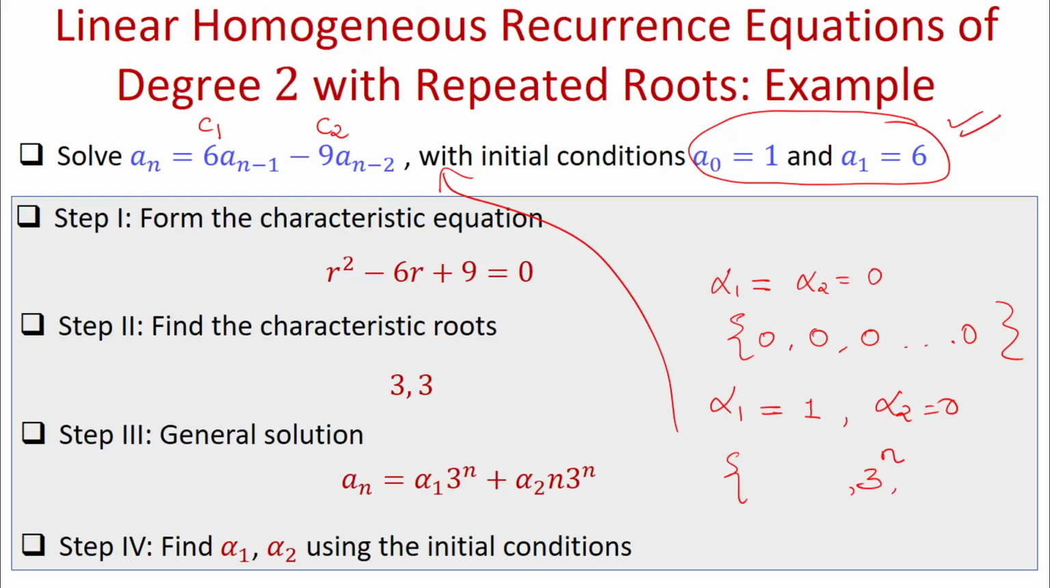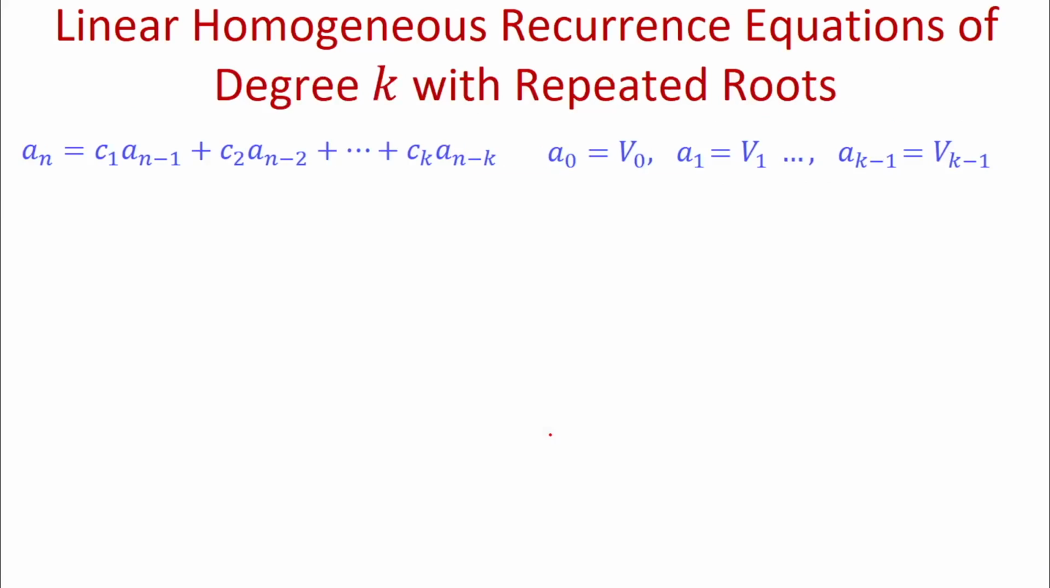So for that, I will be substituting n equal to 0 here and n equal to 1 here, right? And get a0 equal to 1, a1 equal to 6, which will give me two equations in alpha 1 and alpha 2, where alpha 1 and alpha 2 are my unknown constants. And by solving those two equations, I will be able to find out the exact alpha 1 and alpha 2, and hence the exact sequence satisfying my recurrence condition as well as the initial terms. Right. So that was the case of degree 2 characteristic equations with repeated roots.